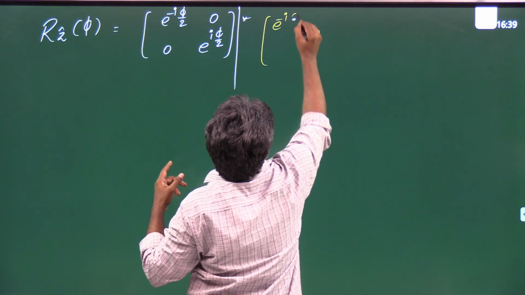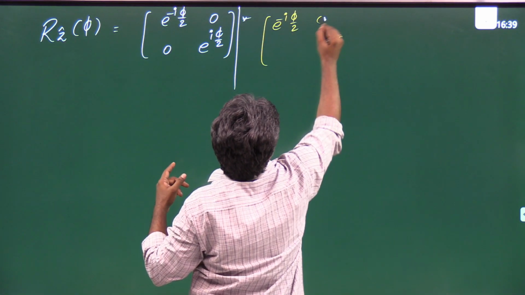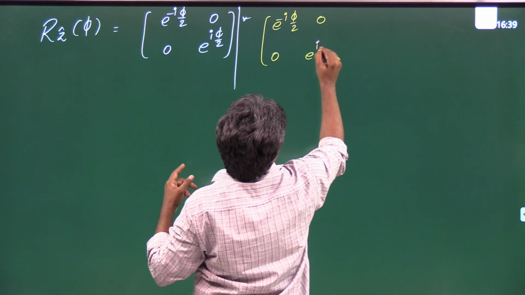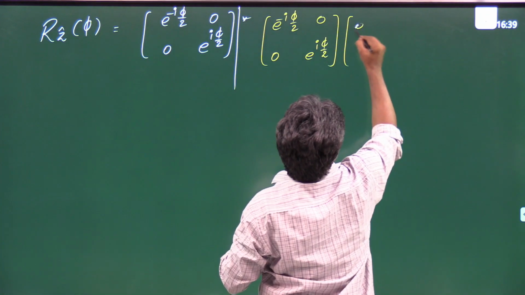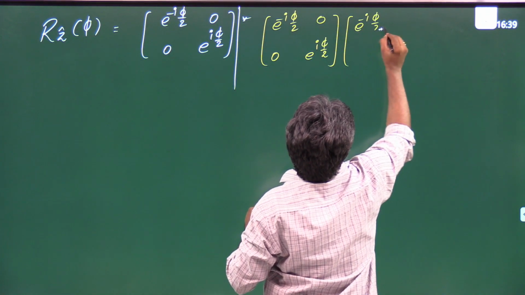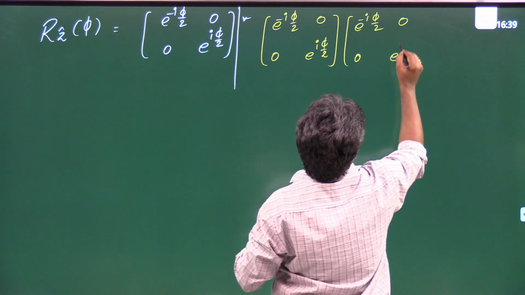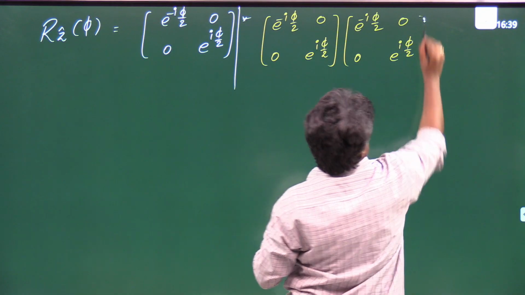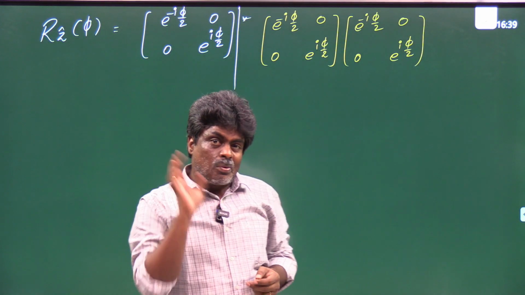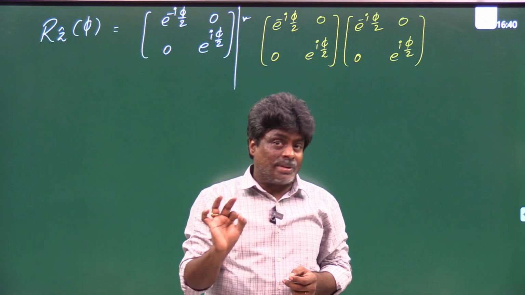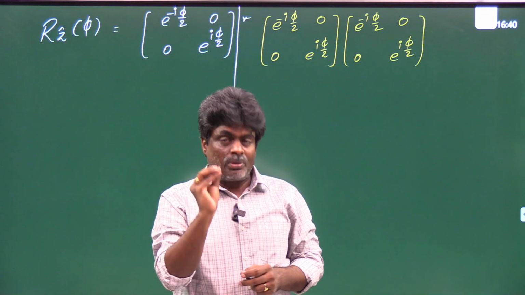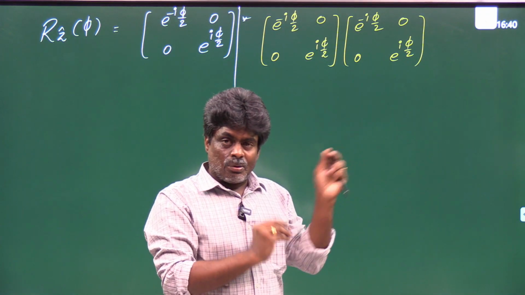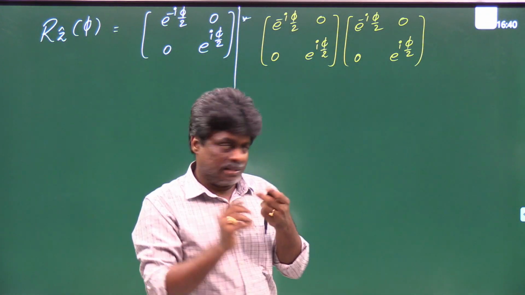E raised to minus i phi by 2, 0, 0, e raised to i phi by 2. So one more time I am taking e raised to minus i phi by 2, 0, 0, e raised to i phi by 2. Instead of operating 1 time, I am operating 2 times. Please underline this statement and remember. There is a beautiful concept behind this. What is the reason? We will explain.